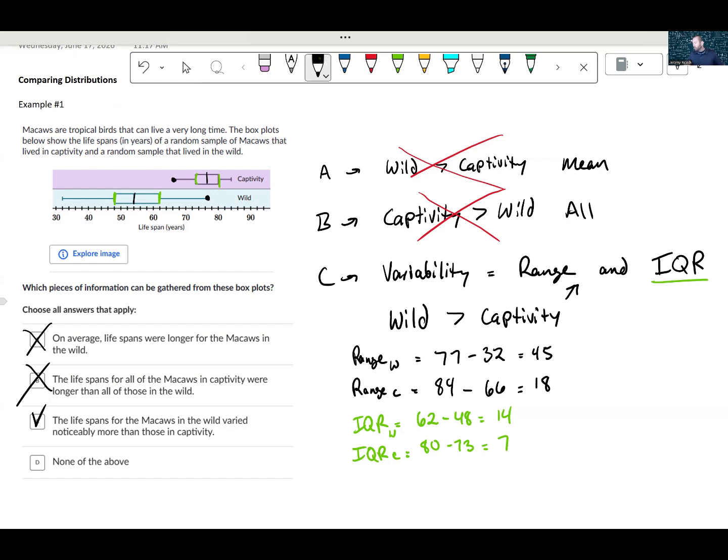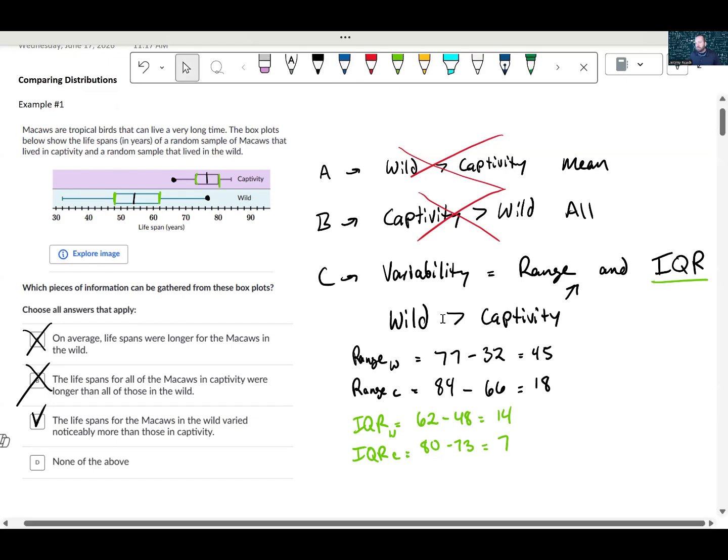All right. So that's just sort of the logic of how you can write this out and solve this mathematically. Now you can also just look at these graphs and you could tell that the IQR is greater for the birds in the wild just by looking at it. You can see that the box is longer for the birds in the wild than the box for the birds in captivity. So you didn't necessarily have to actually calculate the IQR or the range, but I just wanted to show you that you can do that for these if you prefer doing this mathematically.